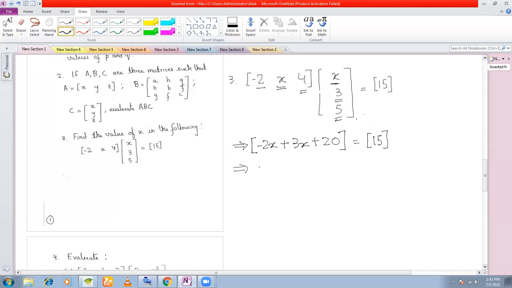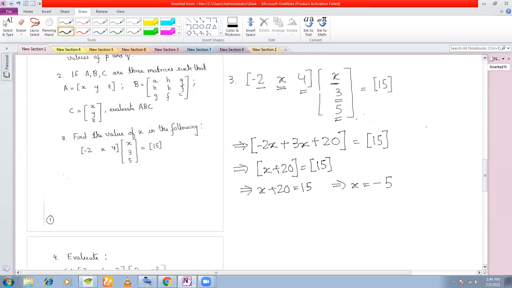So that means you get x plus 20 is equal to 15. That means x must be equal to -5.